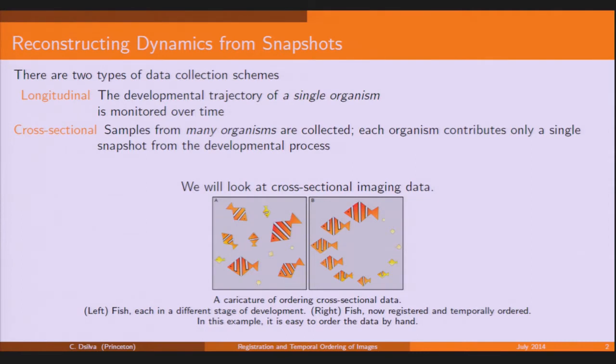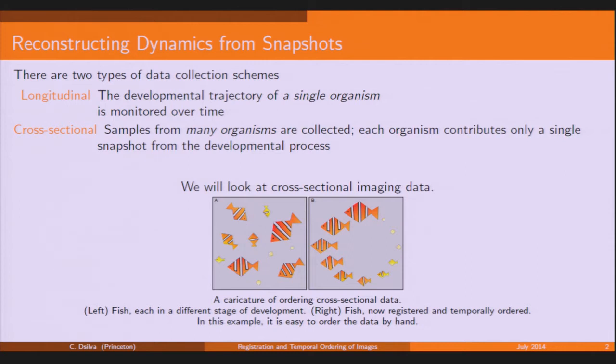So the overall problem is that we want to reconstruct dynamics from snapshots. If you're interested in studying developmental dynamics, there are two basic schemes you could think of. One, you could look at the development of one organism over time. So I take a fish out of a pond and I watch it grow up over time, and I can see how it develops. This can be troublesome for many reasons. Maybe the fish takes a long time to grow up, or maybe you want to look at things that you have to first kill the fish to look at. You can't look at it while it's growing.